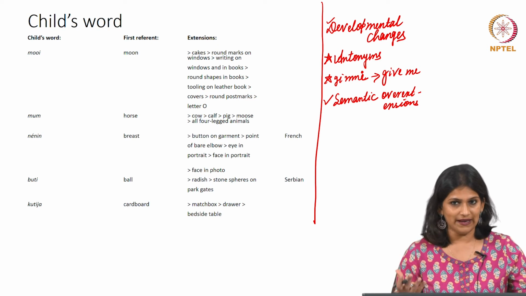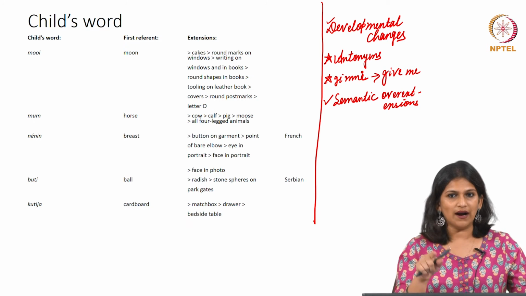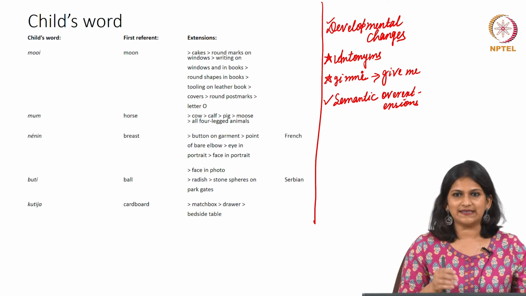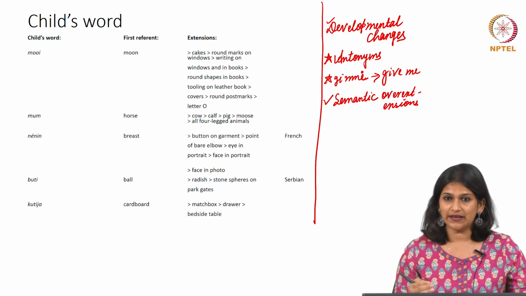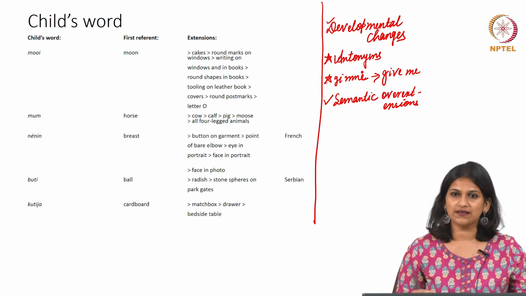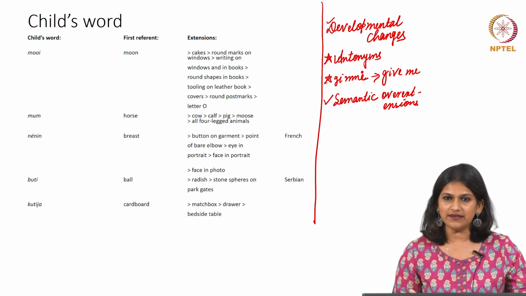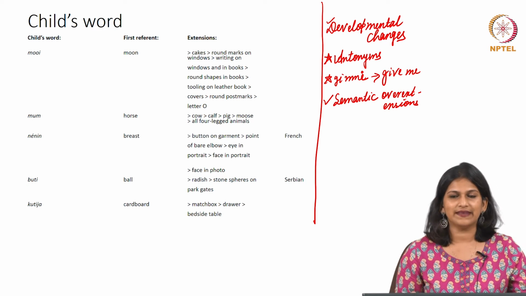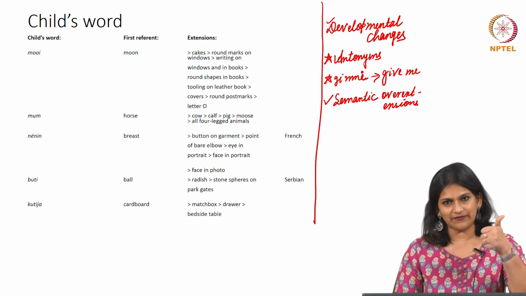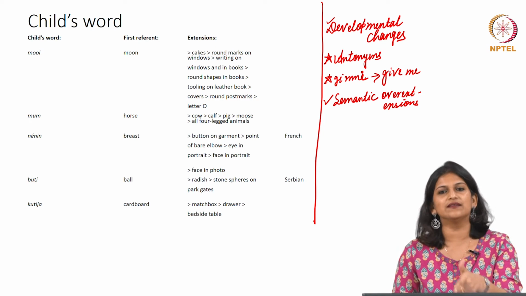It can be a cake, it can be a round mark on the window, round shaped writing on the windows and in the books, round shapes in the books, tooling on the leather book covers, and any kind of round postmarks and the letter O. All of them can be extensions; the first referent is moon. So moon can mean any of these.